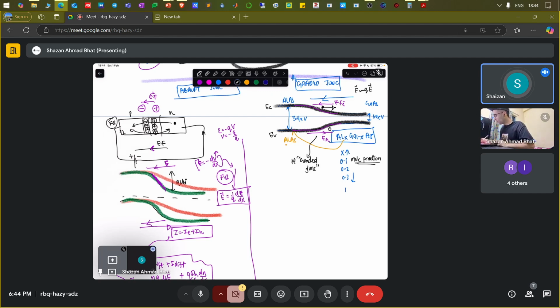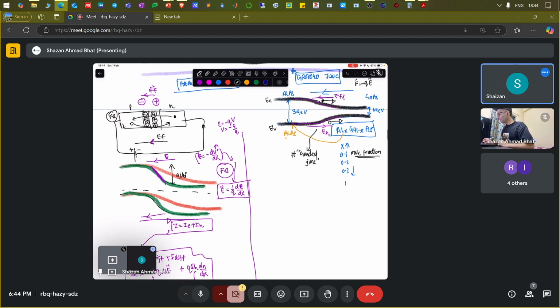And if you have a hole, that will also go in this direction because a hole moves in the direction of the electric field. A hole is just like a positive charge. So you will have motion of electrons and holes just like this. And you have an electric field which is opposite in direction. For the electrons, it's in this direction. For the holes, it's in the opposite direction. Okay, so that is the weird property.